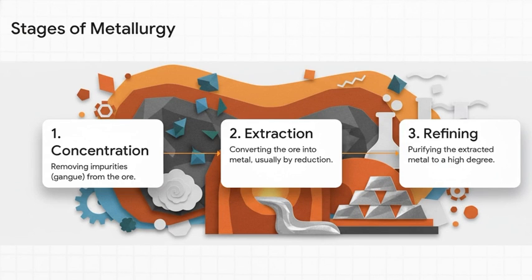We can actually break this huge process down into 3 main steps to make it easier. Step 1, concentrate the ore. This just means getting rid of all the useless dirt and sand mixed in with it, which, by the way, has the cool name gangue. Step 2, extract the metal from its compound. And step 3, refine it, which is basically the final purification step to get it super pure.